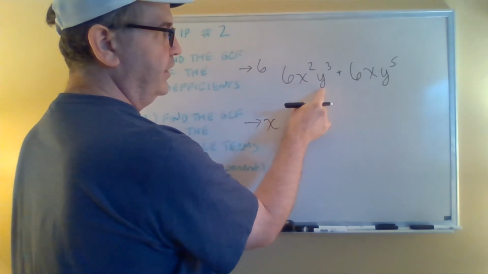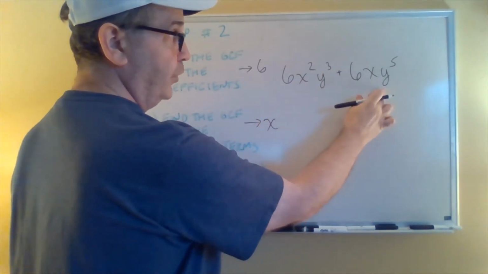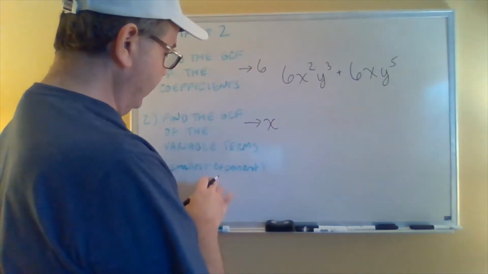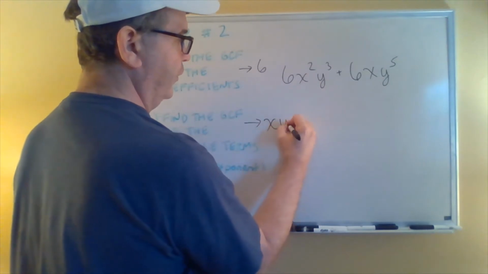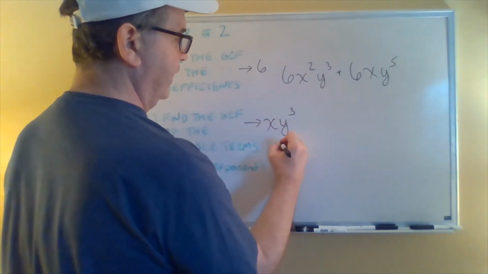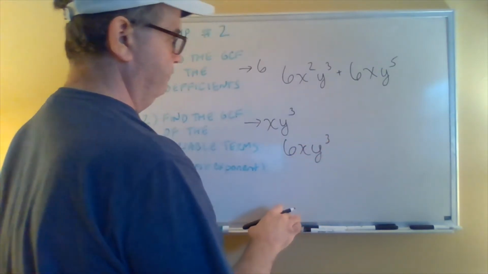Next up is y cubed and y to the 5th. First we make sure the y is present in both terms. But now to find that greatest common factor, we're pulling out the one with the smallest exponent. That would be this one right here, y to the 3rd. So our greatest common factor is going to be 6x y to the 3rd.